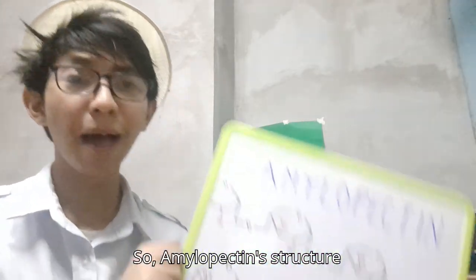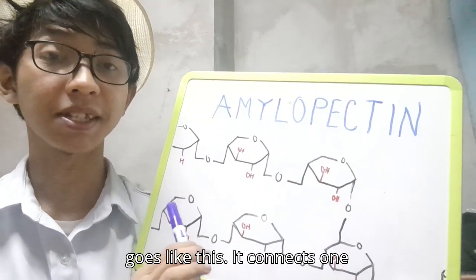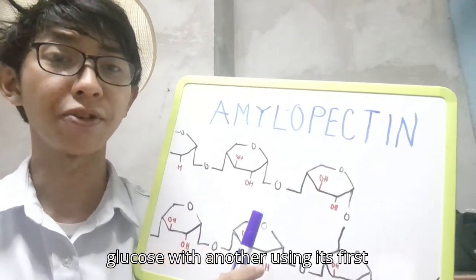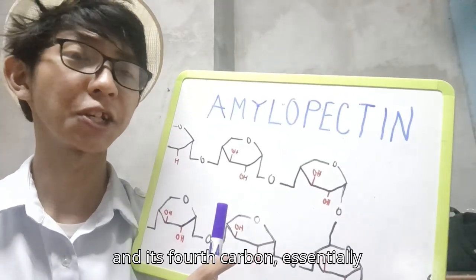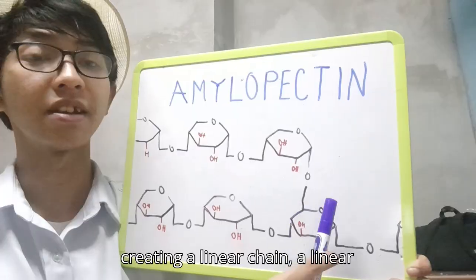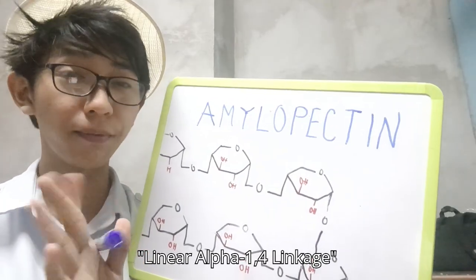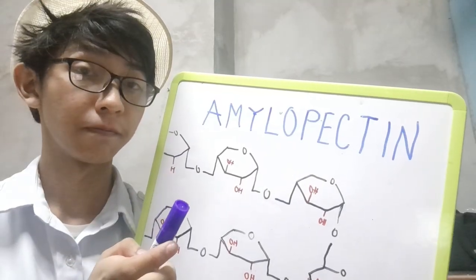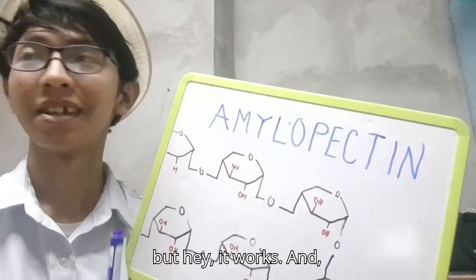So, amylopectin structure goes like this. It connects one glucose with another using its first and its fourth carbon, essentially creating a linear chain. A linear chain that we call a linear alpha 1,4 linkage. That's what the cool kids say nowadays, but hey, it works.